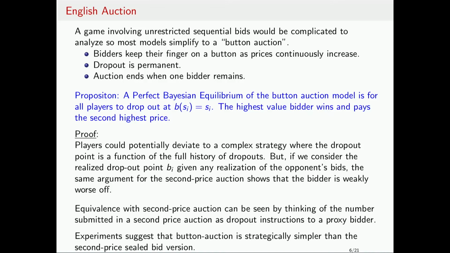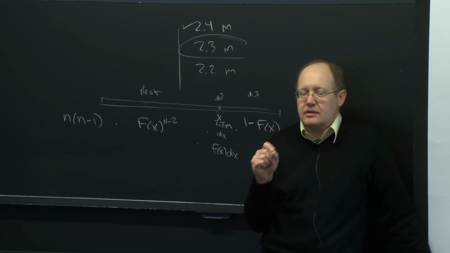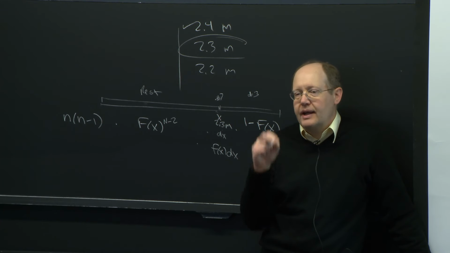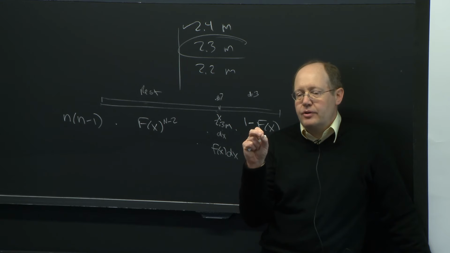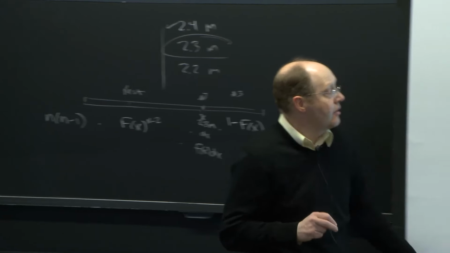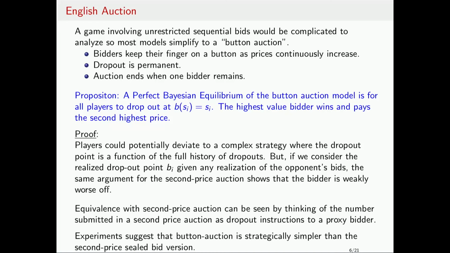Why is this true? I think this one is even more obvious than the second price sealed bid auction. What's my dominant strategy? As long as I want to win, I keep saying I'm in. As soon as I don't want to pay what's being charged, I drop out. So it's the same argument as the second price sealed bid auction. Dropping out earlier could only cost me, make me lose something that I would want to have bought. And bidding past my value, all I can do is lose and end up paying more than I wanted to get it for. So the game is still the same. We get the second highest price.